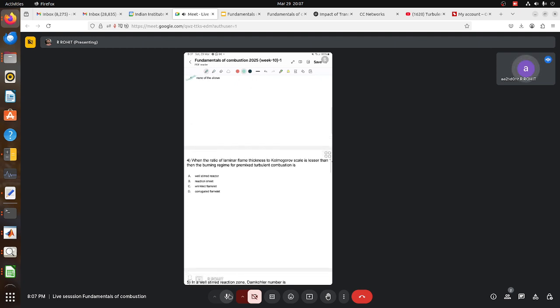When the ratio of laminar flame thickness to Kolmogorov scale is less than 1, then the burning region of premixed turbulent combustion is a well-stirred reactor, reaction sheet, wrinkled flamelet, or corrugated flamelet. I will wait 2-3 minutes for you to think of this answer, and then we will discuss.